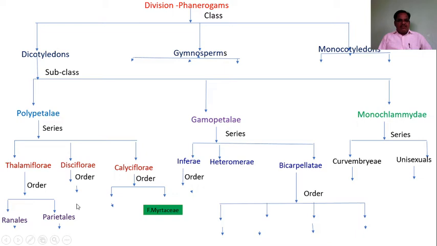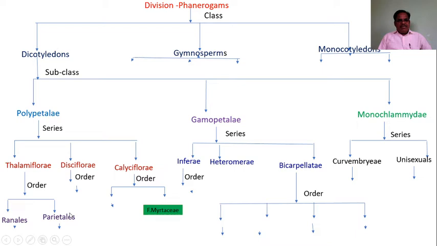Which are these two orders? That is Ranales and Parietales. What is the meaning of these Ranales? Ranales have characters like the androecium and gynoecium are many and they are freely attached on the thalamus. They are spirally attached on the thalamus, and they are many. That is, androecium and gynoecium are indefinite. So they are freely attached and they form an aggregate type of fruit.